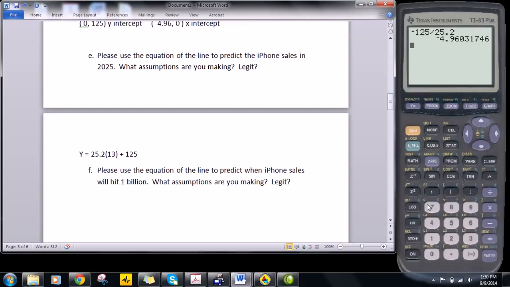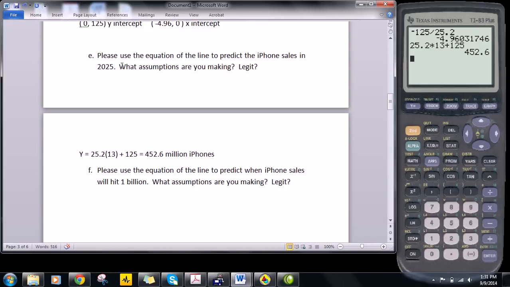Then on my calculator, 25.2 times 13 years after 2012. Basically, every one of those 13 years, I'm increasing 25.2 million iPhones in sales per year. And then plus my original 125 million sales gives me 452.6 million iPhones.